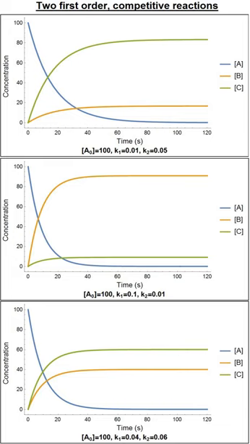The partial order with respect to a given reactant can be evaluated by the method of flooding or of isolation of Ostwald. In this method, the concentration of one reactant is measured with all other reactants in large excess so that their concentration remains essentially constant.